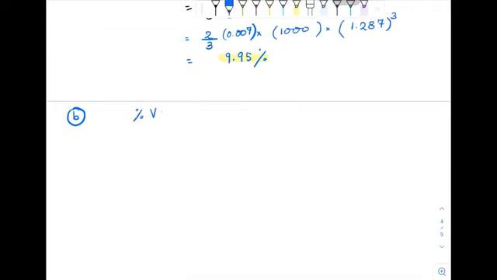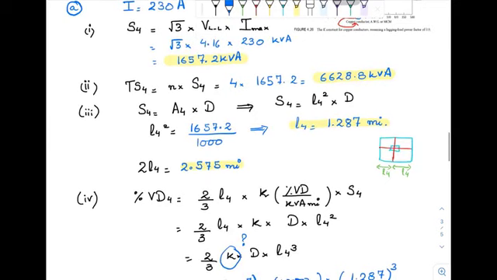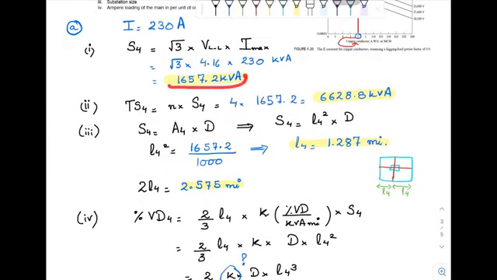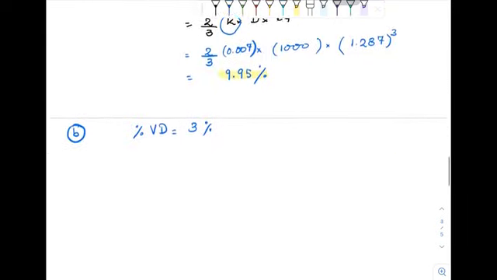Now let's use this value. We are determining the same quantities, but the sequence of steps is going to be changed. The reason is the given data is being changed. Previously we were provided with the current, so we proceeded by calculating the load served by one feeder first, and then we computed the length. But now we are provided with the percentage voltage drop, so using it, we are going to compute the length first. Let's see how we are going to proceed.